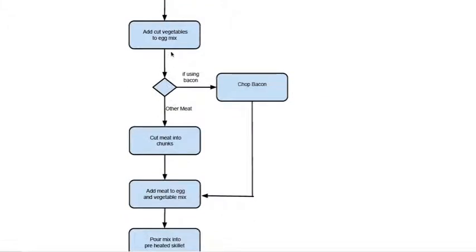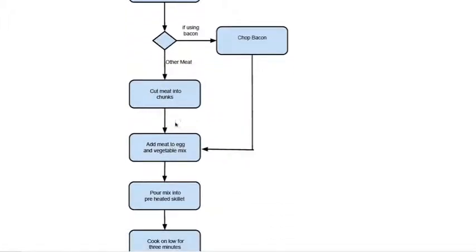After doing that action, we merge to our third decision, which is what type of meat we're going to use. So if we decide to use bacon, we move to the action of chopping the bacon. If we decide to use another meat, we merge to the action of cut meat into chunks. From cut meat into chunks, if we choose another meat, we merge to add meat to egg and vegetable mix.